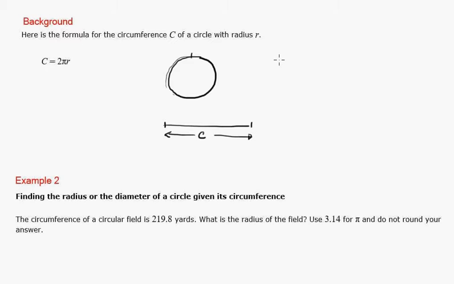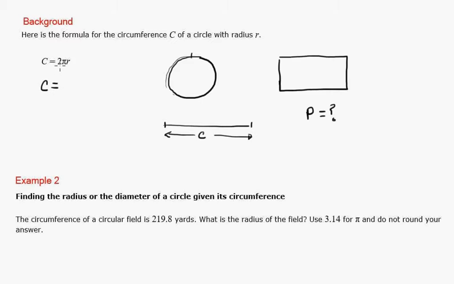To make a connection with rectangles, oftentimes we say, what's the perimeter? What's the distance all the way around? You can just add the sides up. It's like walking all the way around it. That's the perimeter. So in a way, the circumference is the perimeter for the circle. The difference is we can't add the sides, so we have to use a formula, and here it is. I'll explain how to use it in a minute.